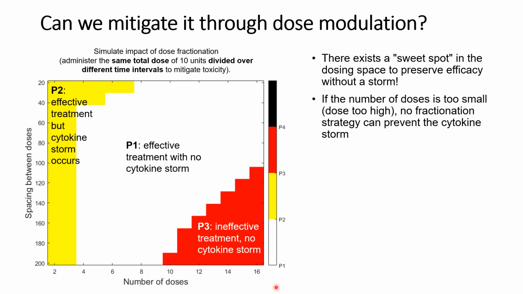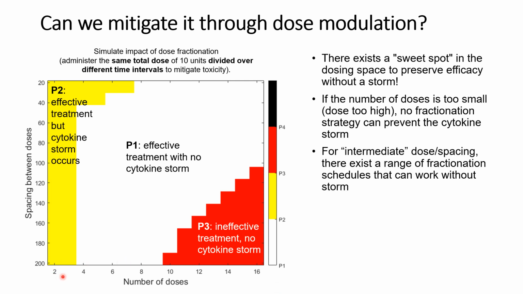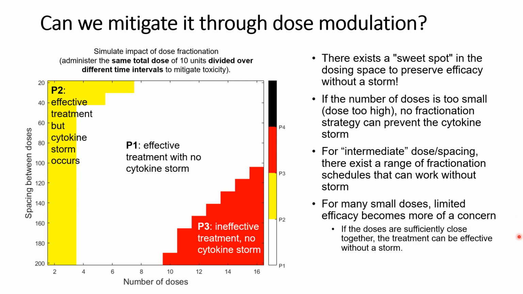If the number of doses is too small, so really high doses, no fractionation strategy can really prevent a storm. So you can see, you can give them as frequently or as closely or as far apart as you want. It doesn't seem to matter. This intermediate dosing space is really the sweet spot where you can have schedules that work without a storm, and for many small doses it's actually efficacy that becomes the concern.